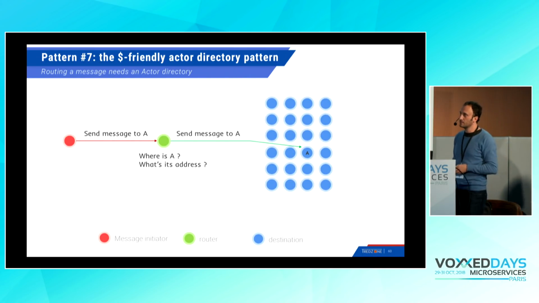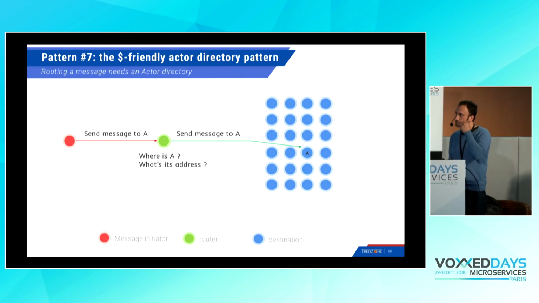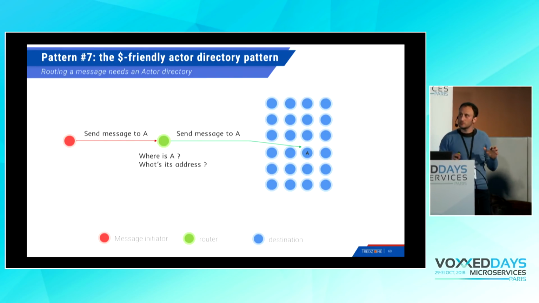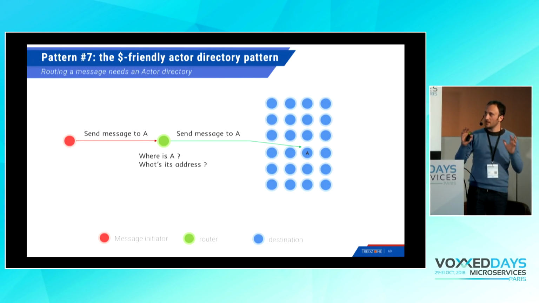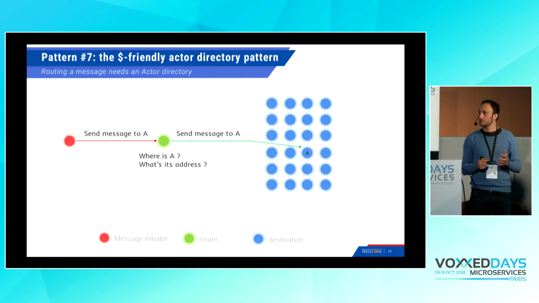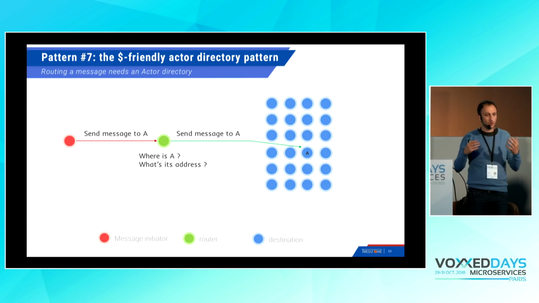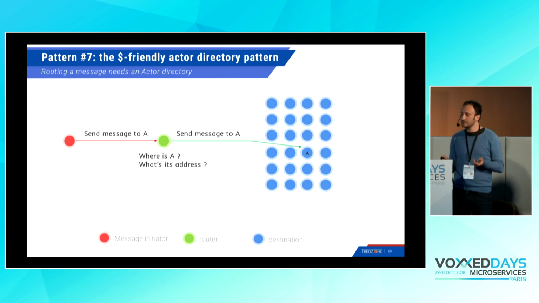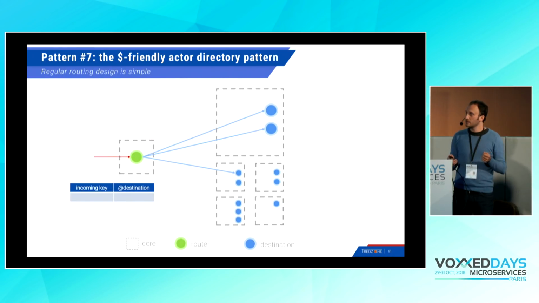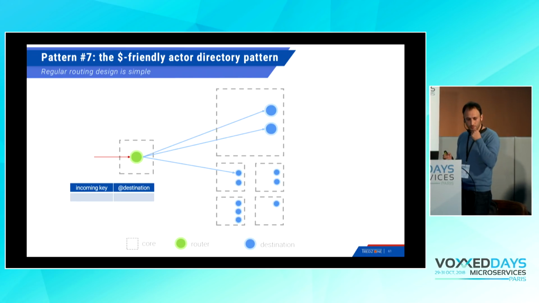So here is another example of, let's say, a routing pattern: the actor directory. When an actor receives a message, it needs to know where to send the next one, and to know the ID of the next actor. So how to know this ID? What's the address? This is how to know that.